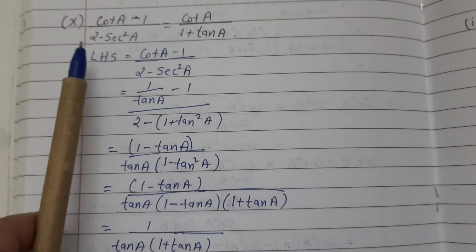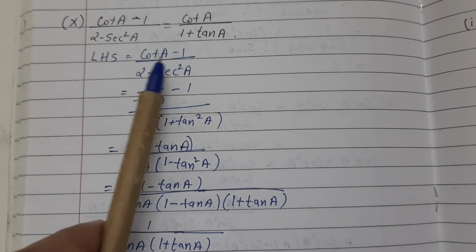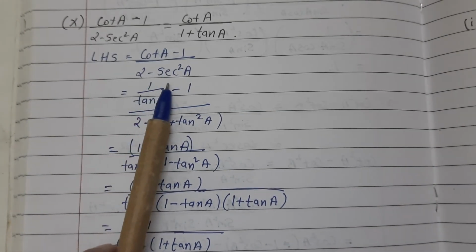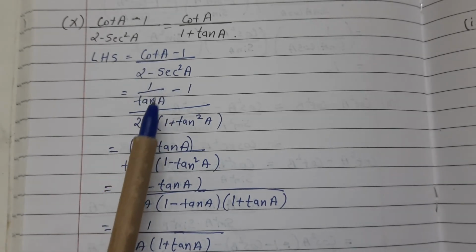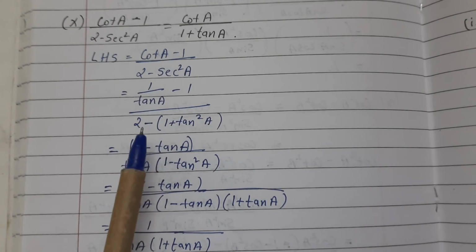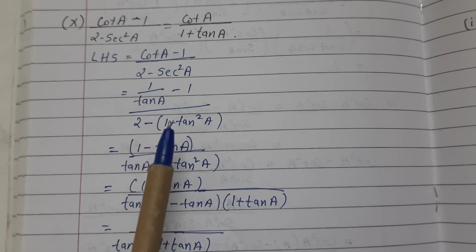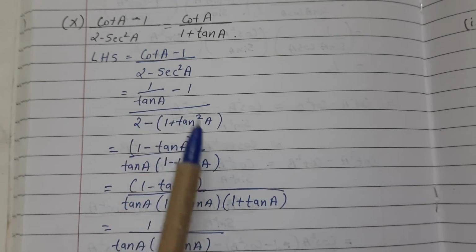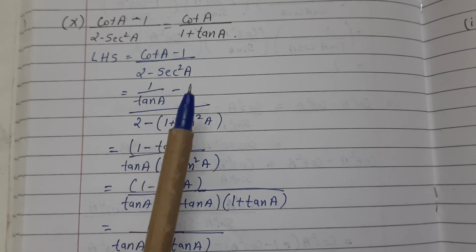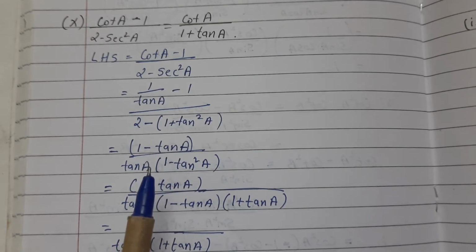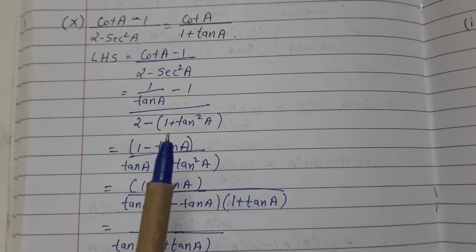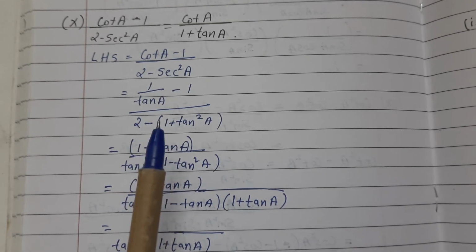Tenth part. Left hand side is equal to cot A minus 1 upon 2 minus sec square A. Cot A is 1 upon tan A, minus 1 upon 2 minus sec square A, which is 1 plus tan square A. Here multiply and divide by tan A. So 1 minus tan A upon tan A, 2 minus 1, 1 minus tan square A.